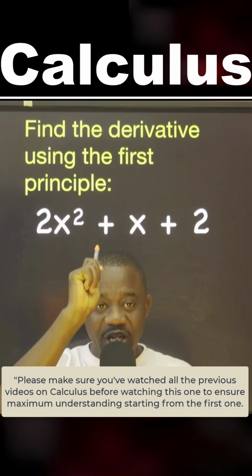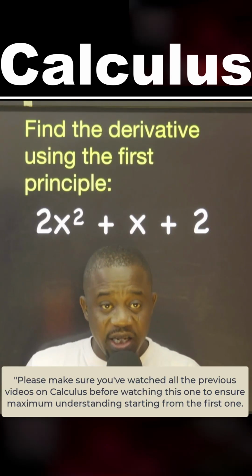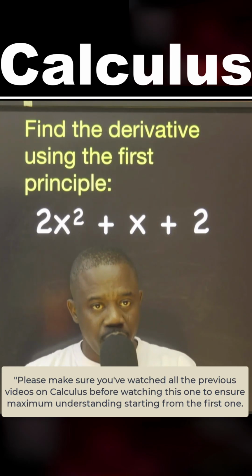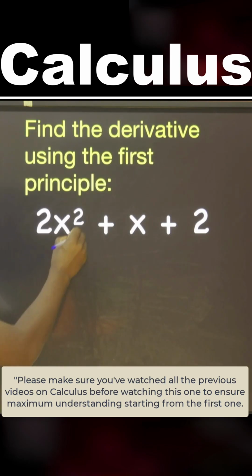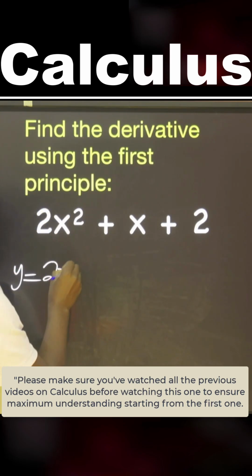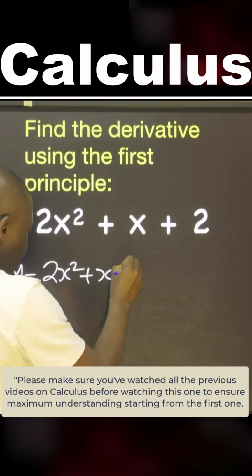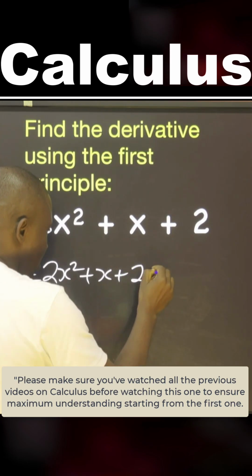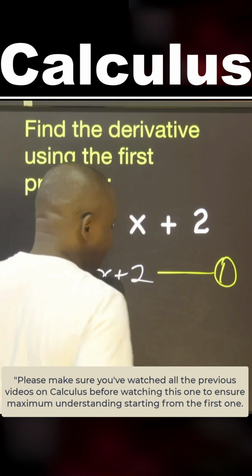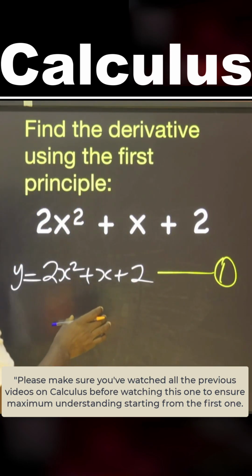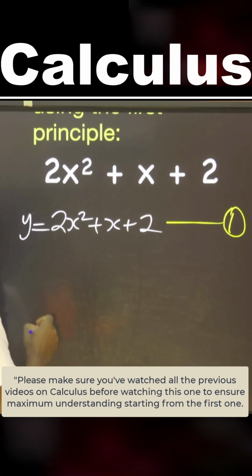Let's look at this. We need to find the derivative of this using the first principle. As you can see, we are going to just put y as equal to this. Please, if you have not watched the previous video, this might not make any meaning to you. So go and watch all the videos before this class.